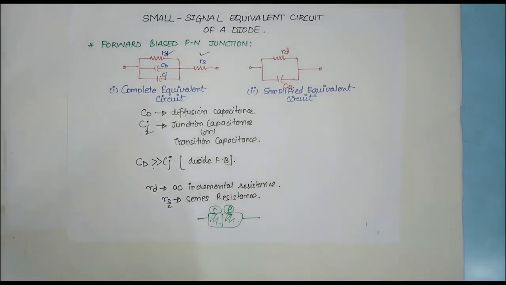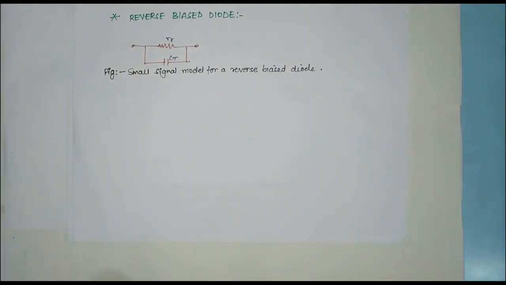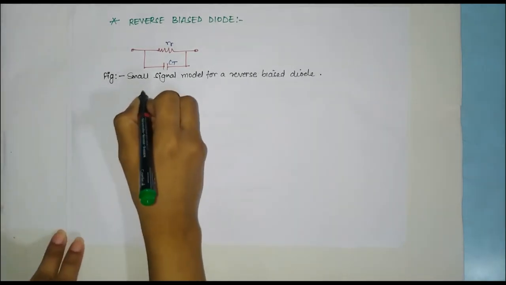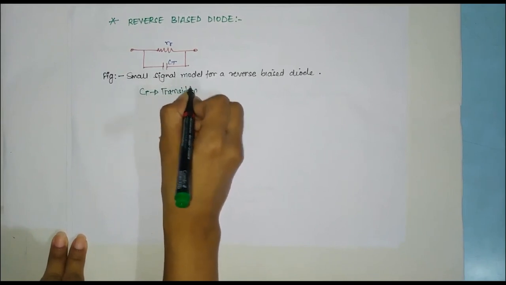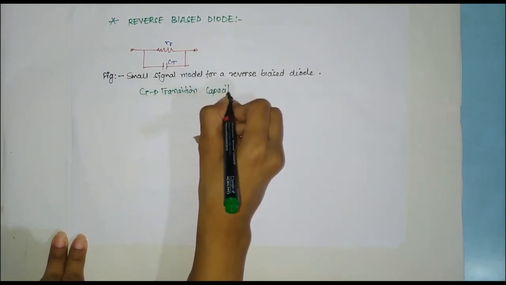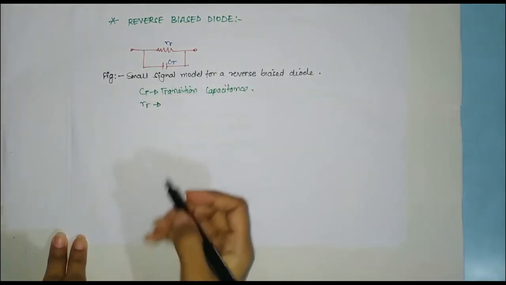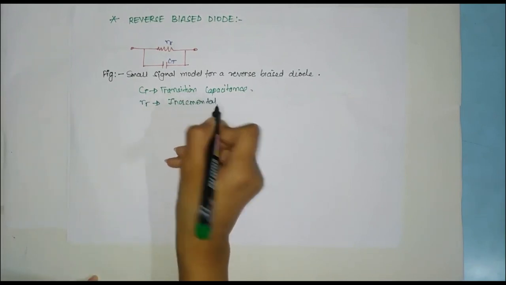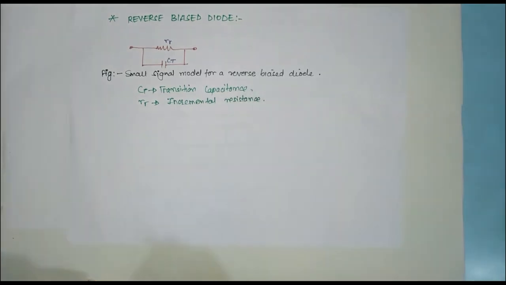Now we'll also look at the reverse biased PN junction diode and its small signal equivalent circuit. So this is the small signal model for the reverse bias diode. Here, what does CT represent? CT represents the transition capacitance. And what does RR represent? Same as we studied in the forward bias diode, it represents the incremental resistance.